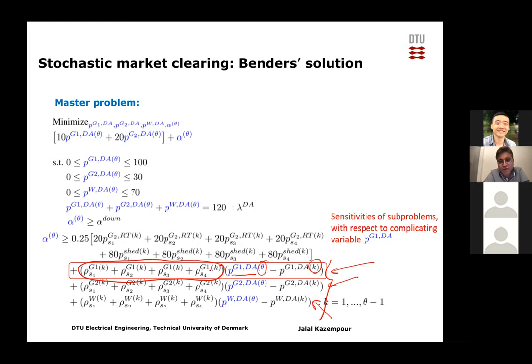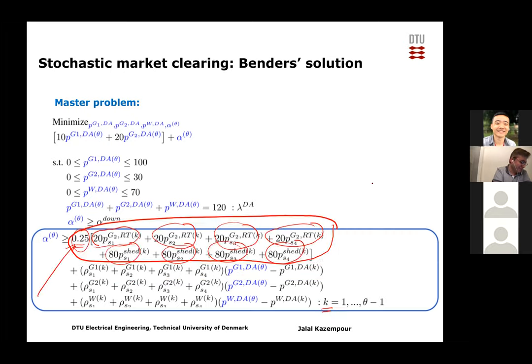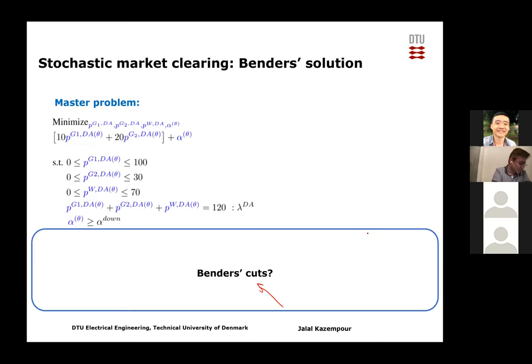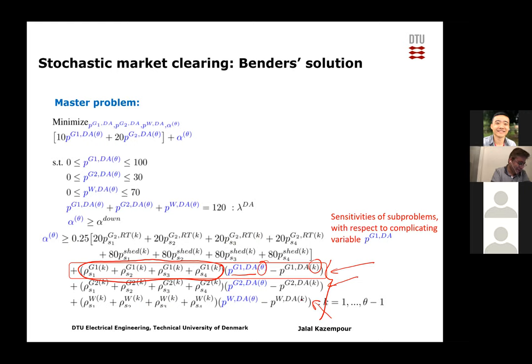Exactly. Do we need to multiply this summation by 0.25? Well, that depends on what you did in the subproblem. Exactly. In the subproblem, we had 0.25 in the objective function. Let me just check. Yes, we had it here, right? So we don't need it anymore there, exactly. And the same story for the next two complicating variables, right?